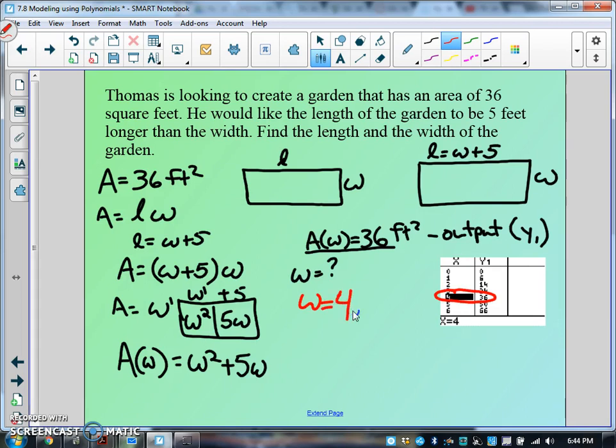That's my width. But my length, I still have to solve for my length. My length is equal to my width plus 5. I know my width is 4, so my length is equal to 4 plus 5.